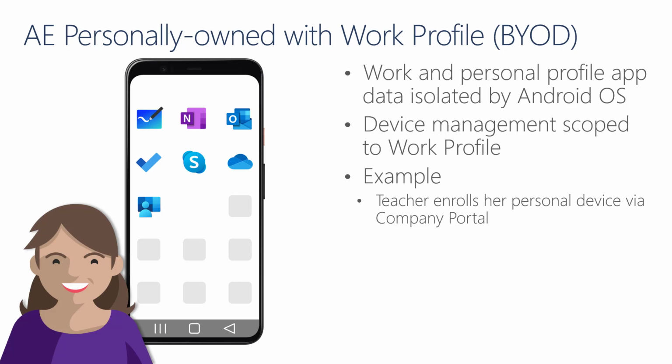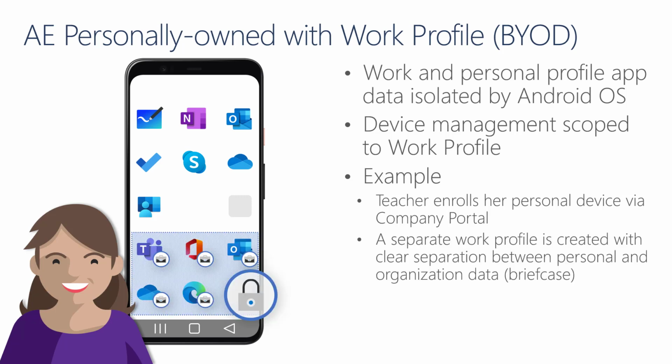Meet Daisy Todd. She's a teacher at the Ivory School, and she wants to use her personal device to access school resources. She downloads the company portal from the Google Play Store and enrolls her device into Intune. She immediately gets several work applications pushed down to her device, which can be easily distinguished from her personal apps by the briefcase icon. Admins at the Ivory schools can remove only the work profile and associated work data from Daisy's device if she no longer needs to access school resources without impacting any of her personal data or applications on her personal device. Daisy is happy to be able to use her personal device to help her get organized.